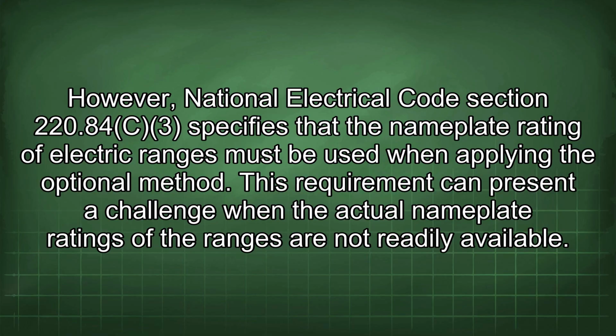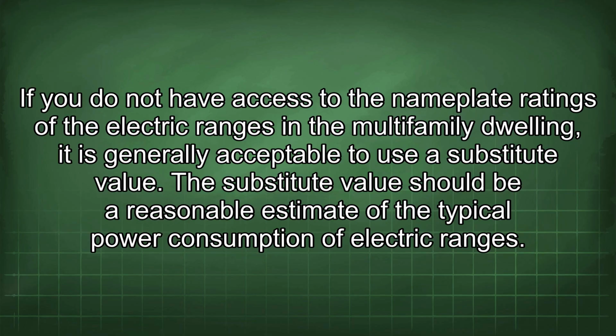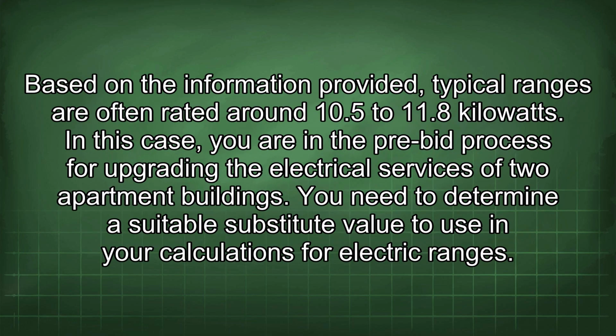This requirement can present a challenge when the actual nameplate ratings of the ranges are not readily available. If you do not have access to the nameplate ratings of the electric ranges in a multifamily dwelling, it is generally acceptable to use a substitute value. The substitute value should be a reasonable estimate of the typical power consumption of electric ranges. Based on the information provided, typical ranges are often rated around 10.5 to 11.8 kilowatts.